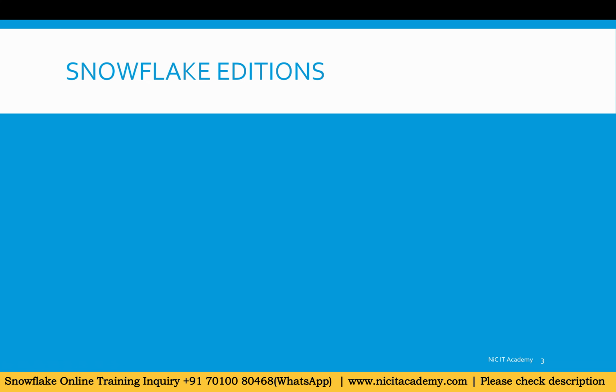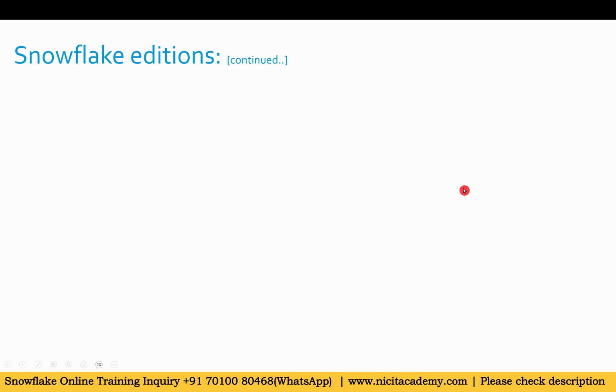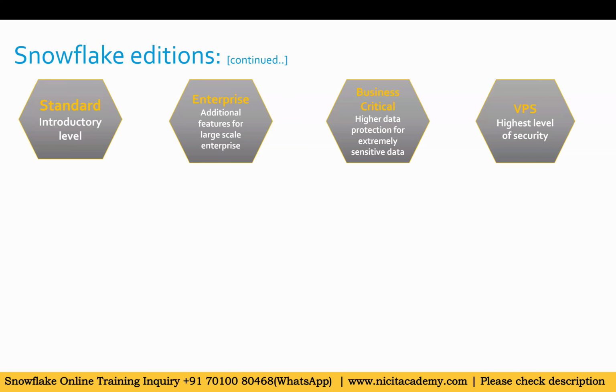So there are 4 different editions we have, right? We have standard edition, enterprise, business critical, and VPS. Definitely we will get a certification question on this, so please remember all those. What is the standard edition? It's the introductory level of edition, and then additional features for large scale enterprise in the enterprise edition. Business critical has higher data protection for extremely sensitive data. And the highest level of security, we'll go for VPS.